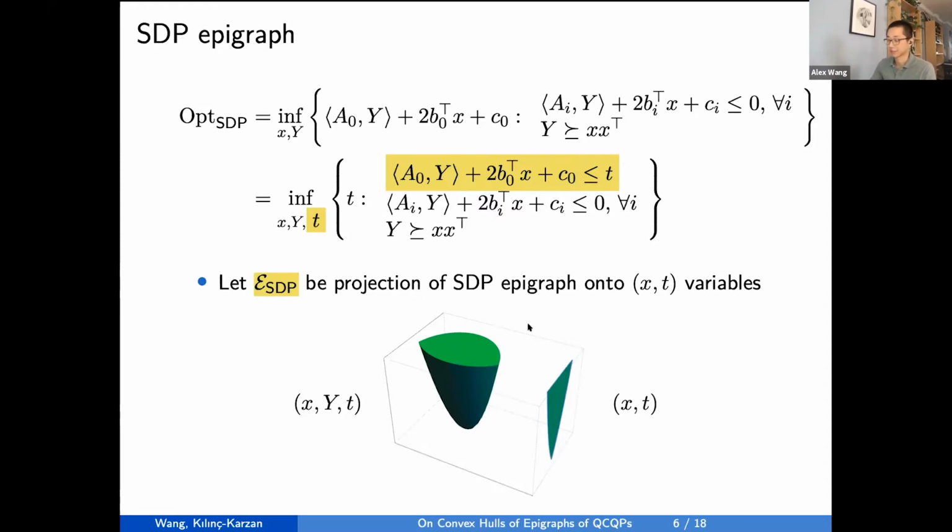That's this green region that contains triples x, capital Y, and t. We're looking for a guess for what the convex hull of the epigraph should be. The convex hull of the original epigraph lived only in the x and t variables, so I'll do the sensible thing of projecting this SDP epigraph onto only the x and t variables. Let E sub SDP denote this projection in the x and t space.